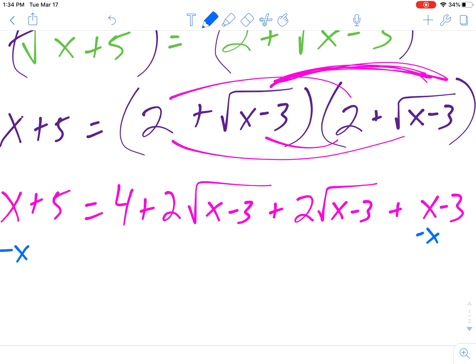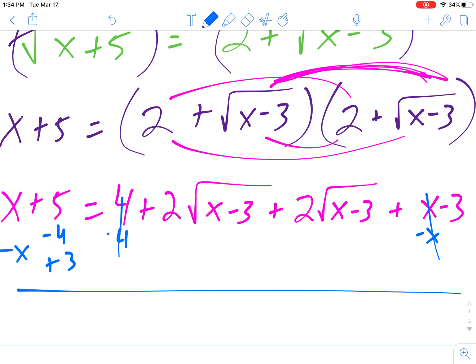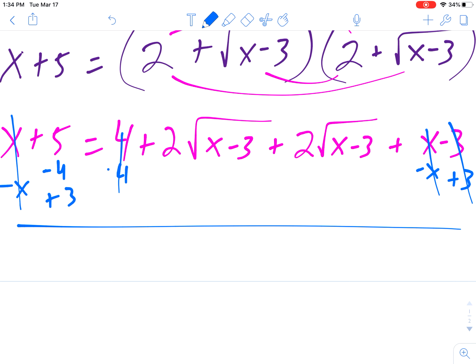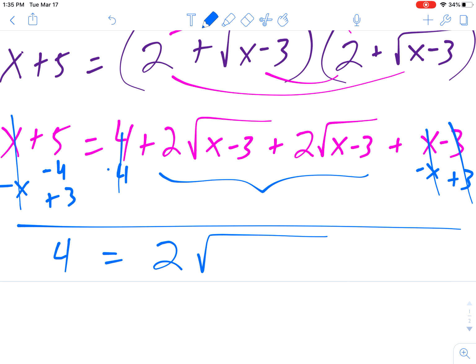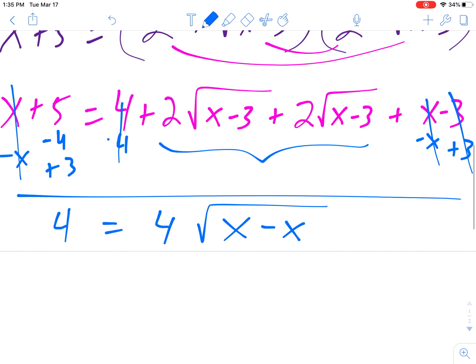So subtract x, these go away. Subtract 4 and add 3. That gets all the integers to the left, gets all the x's to the left as well. So it looks like this is going to be a 4 on the left-hand side. And these are like terms. I know it's a little bit ugly, but they are like terms. 2 square root of x minus 3 plus 2 square root of x minus 3 is 4 square root of x minus 3.